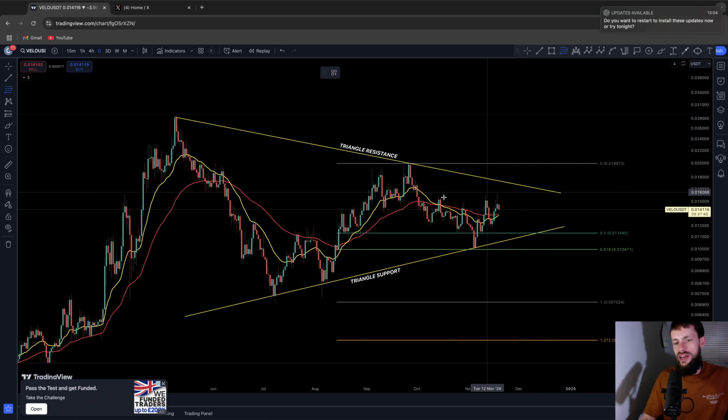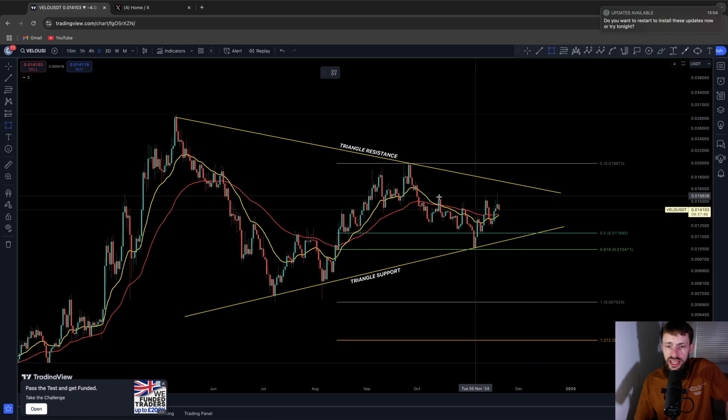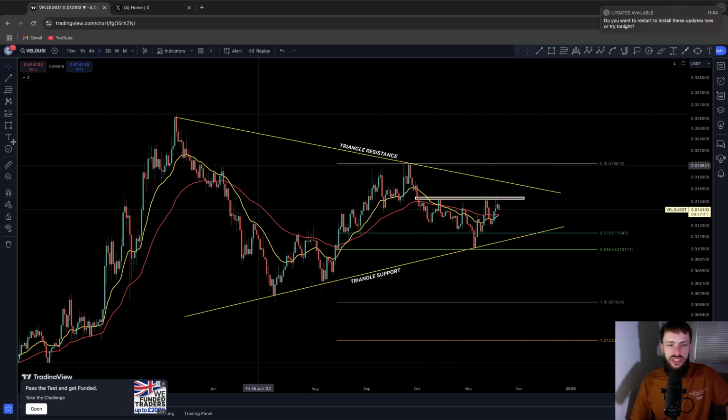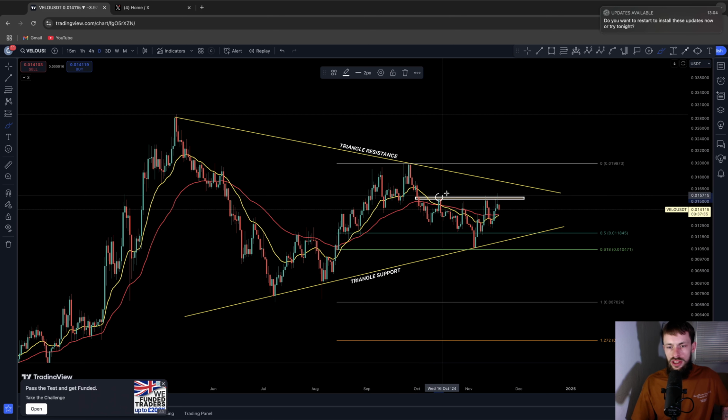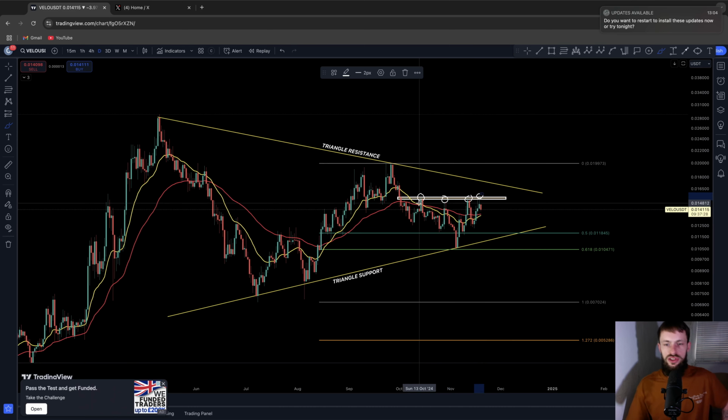Now, again, we have run into, as you can see, key resistance. So this 0.015 to 0.016 range has been our key resistance level since we came up and retested it here on the 15th of October. We had resistance here, and we've just run into resistance again on the daily time frame. So nearly over a month of resistance underneath this pattern.